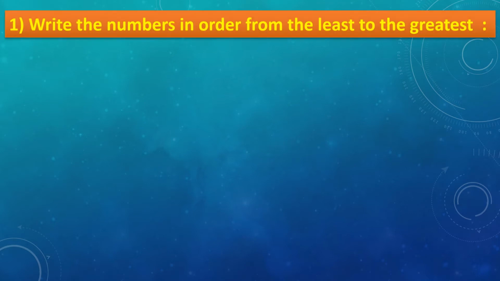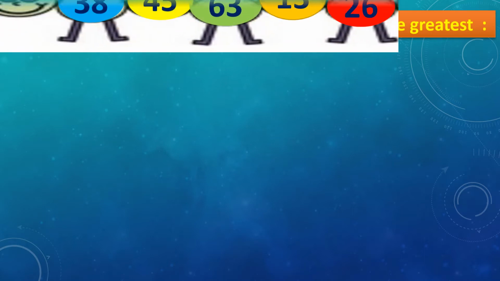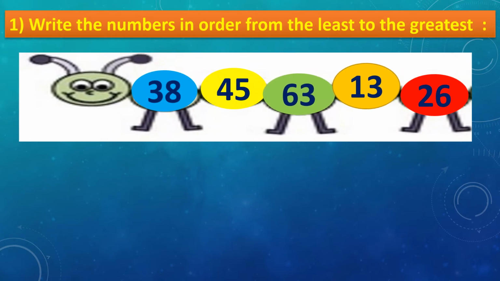Write the numbers in order from the least to the greatest. As we know, least means the smallest number and greatest means the biggest numbers. Here we have 38, 45, 63, 13, and 26. And I want to arrange them from the least to the greatest, from the smallest to the biggest.